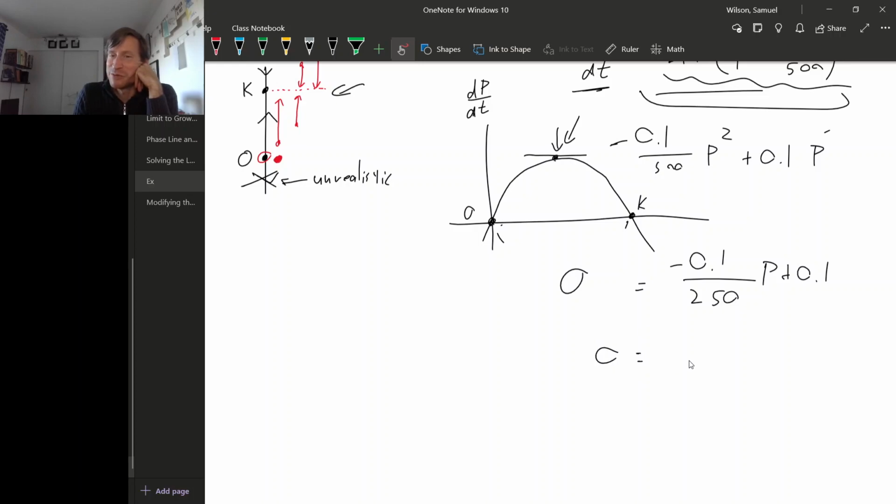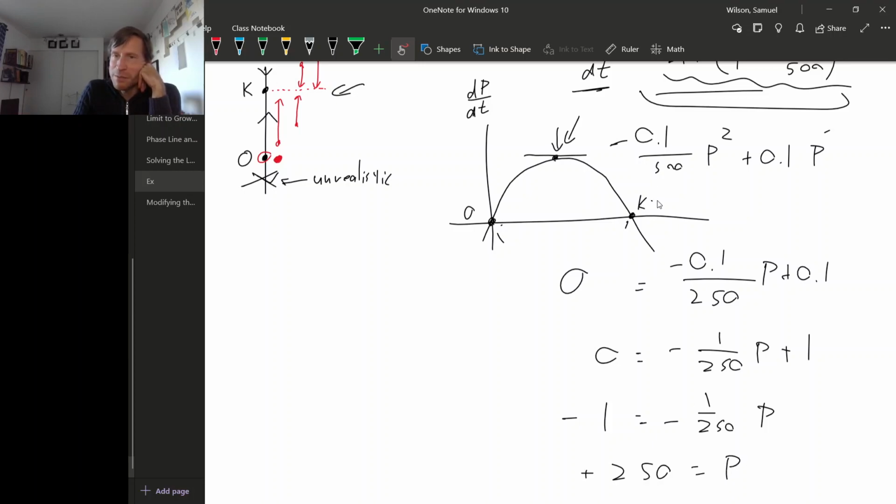So 0 equals minus 1 over 250 p plus 1. Move the 1 over. Minus 1 is minus 1 over 250p. Oh, sorry, minus 1 here. And then multiply both sides by minus 250. So we get positive 250 equals p.